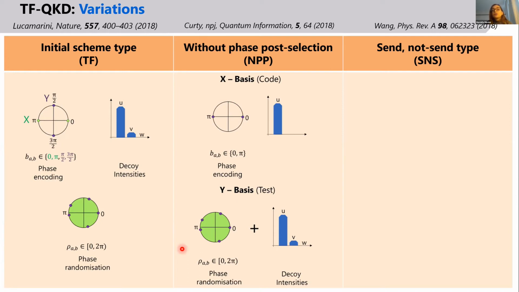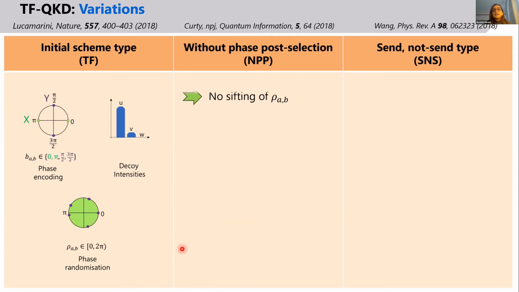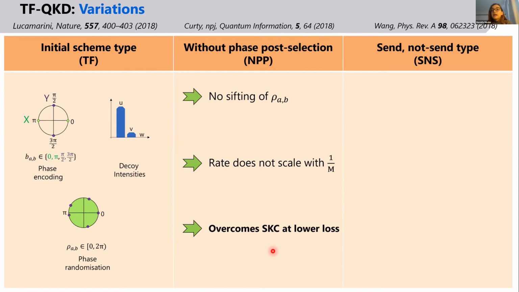So the fact that we do not phase randomize the code basis means that we do not need to sift the global phase randomization value. We can still extract the keys without it. And because of this, our rate will not be scaling with 1/m, so that penalty is removed. And hence we can overcome the secret key capacity at lower losses, which is a really good advantage.